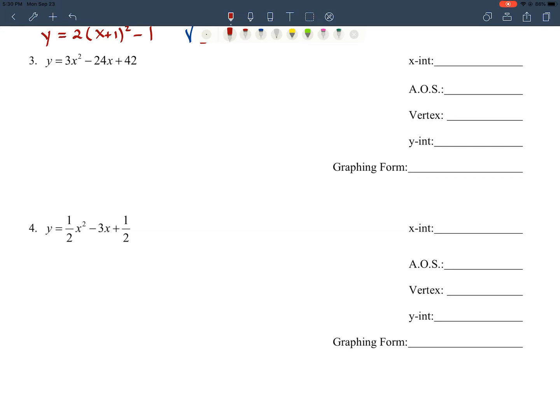So number 3, we have y equals 3x squared minus 24x plus 42. Same first step. Let's take it here, subtract 42 from each side. Y minus 42 is equal to 3x squared minus 24x. Second step, remember, factor out the a. So we now have 3 times the quantity of x squared minus 8x. That still equals y minus 42.